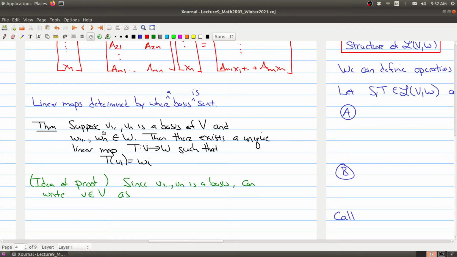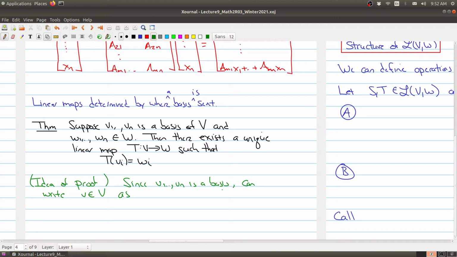So let me rephrase this. Let's say you want to make a linear map from V to W and you know the basis. You can make that map by first picking where you want v1 to get sent. You can decide where you want v2 to be sent, and so on. And that will allow you to make a linear map, and there's only going to be one linear map with that property. And here's the idea of the proof.